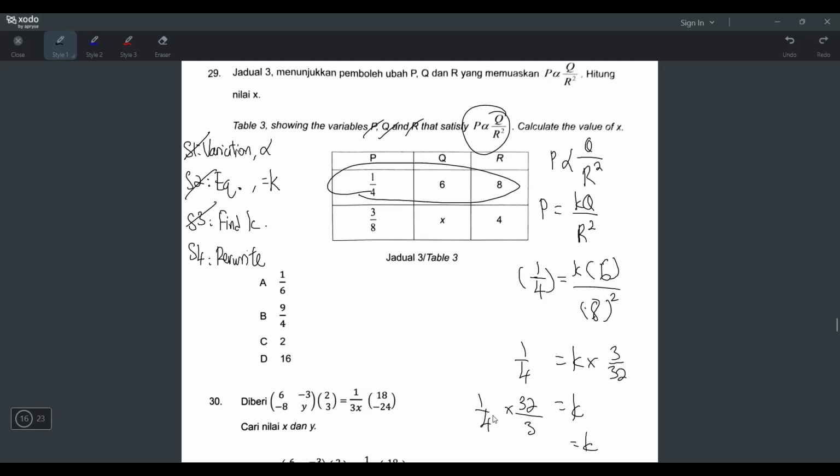And then this one you can press calculator. Can cut, right? This one 8. So your K is 8/3. Right? And when you rewrite, now is step 4. Time to rewrite. And when you rewrite, you will look at this baris. So it becomes P equals 8Q/3R squared.